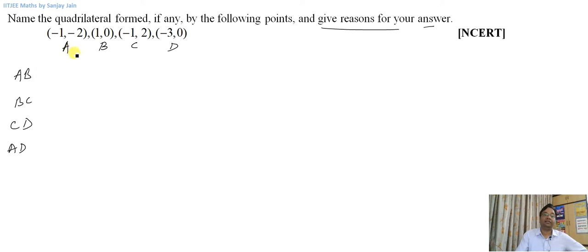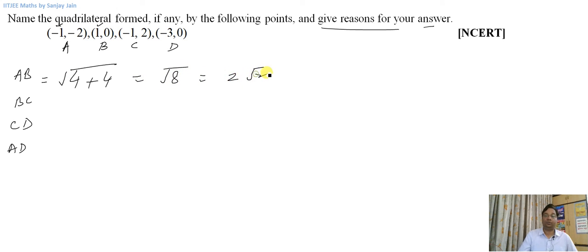So let us first of all find these distances using the distance formula. So AB will be the difference of abscissa, that is minus 1 minus 1 which is minus 2, squared will give me 4. Minus 2 minus 0, minus 2 squared will give me 4. So 4 plus 4 is 8. Square root of 8 can be written as 2 root 2 also. Okay, now to find BC, again 1 minus minus 1 that is 2 and 2 squared is 4. 0 minus 2, minus 2 squared is 4. So root 8, again this is 2 root 2.